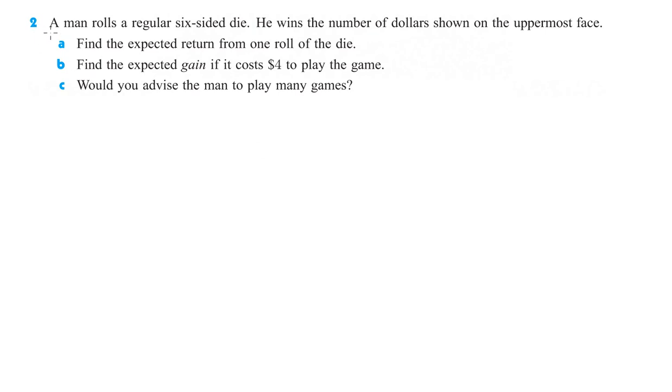First one we're going to take a look at here is number 2. A man rolls a regular six-sided die. He wins the number of dollars shown on the uppermost face. Find the expected return from one roll of the die.